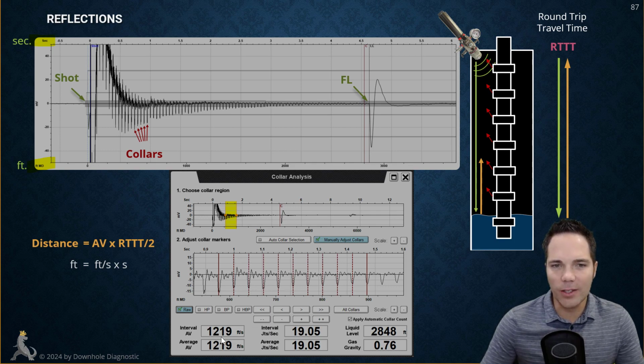For this particular well, the acoustic velocity is going to be 1,219 feet per second. But you always want to verify that the software has a reasonable acoustic velocity. This is kind of your quality control check to make sure. You don't want it to be 500 or 1,800. That's really beyond the bounds of anything reasonable. It should be between 800 on the very low end to probably 1,350 on the upper end.